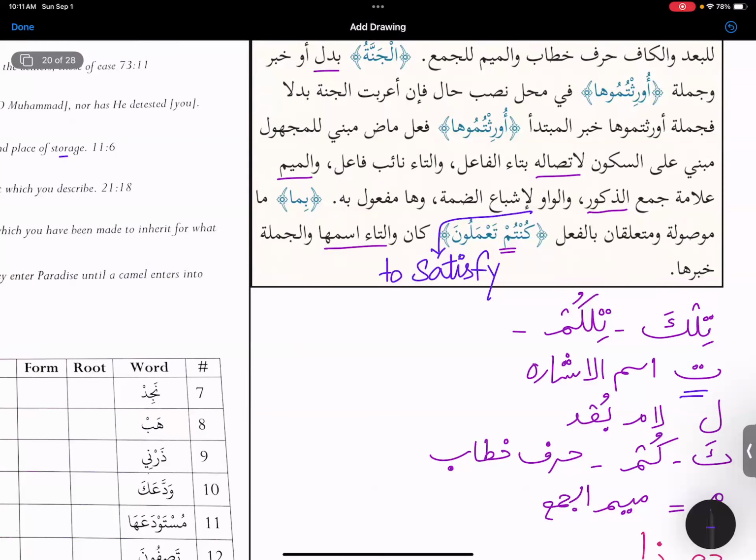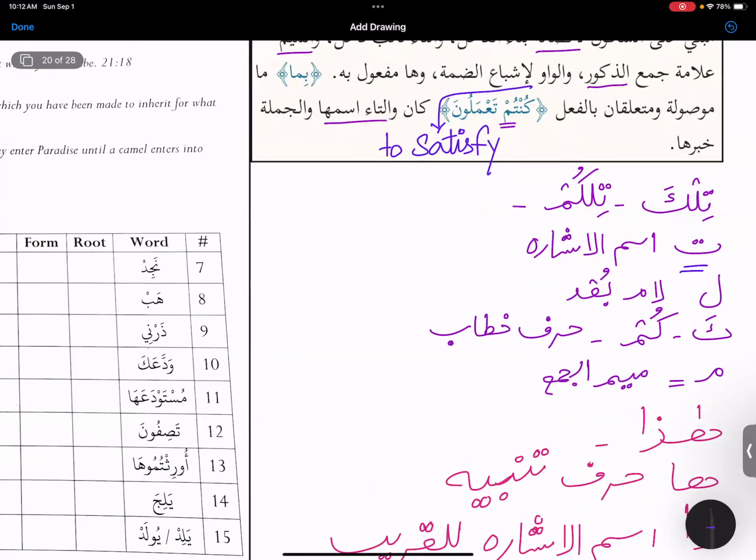Lam is called lamul bood. Bood means the lam that is showing distance. Right? So this lam is the one representing that this is far. And then ka or kum, that is called harfu khitab. And kum, we say the whole kum, right? This is our pronoun.